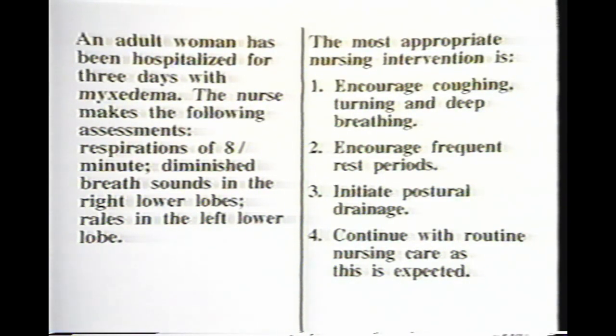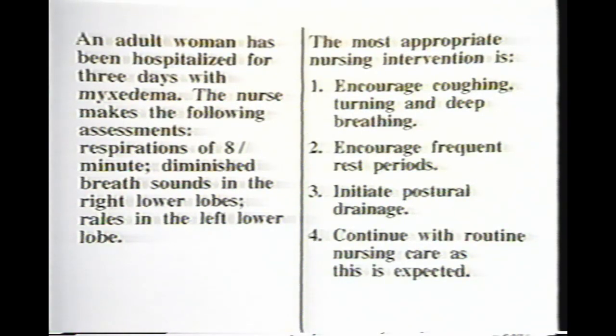Now let's pull the question apart again. The client has myxedema, and we know that that's hypothyroidism. If you look at all the symptoms here, they're consistent with that, aren't they? Slow respirations, diminished breath sounds, and she's already starting to get problems because she's got some rales in one of the lower lobes. So, if we look at the options, encourage coughing, turning, and deep breathing. This relates directly to the issues in the question, doesn't it? Which were respiratory in nature, the slow respiratory rate and the diminished breath sounds. A good possible answer, but always look at all the choices.